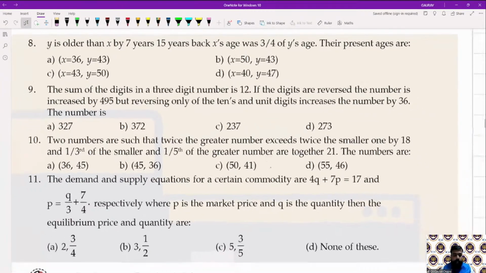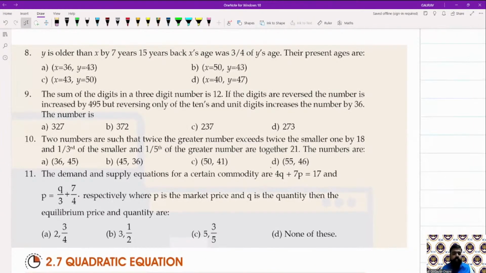Now we can check question number 8. Question number 8 says y is older than x. That means the age of y is more as compared to x. By how much? By 7 years. This is also given. So x and y, there is an age gap of 7 years.